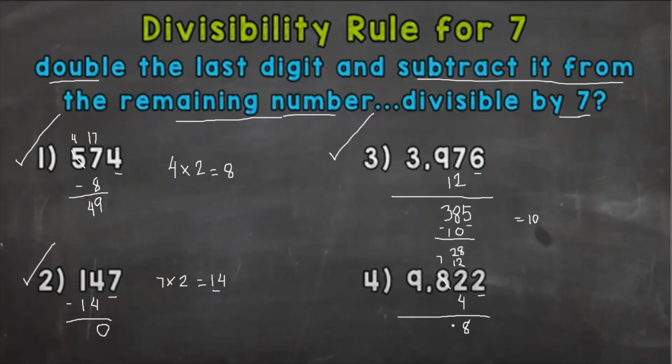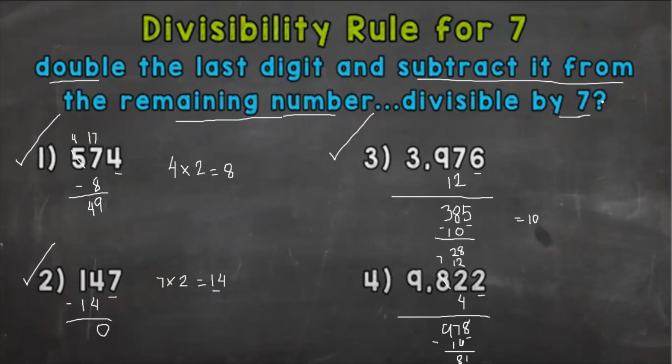We have here 7, we have here 9. So we still have a big number, so let us continue. Double the last. If we double the 8, that is 16. So 16 minus 97, so subtract. 7 minus 6 is 1. 9 minus 1 is 8. So we have here 81.